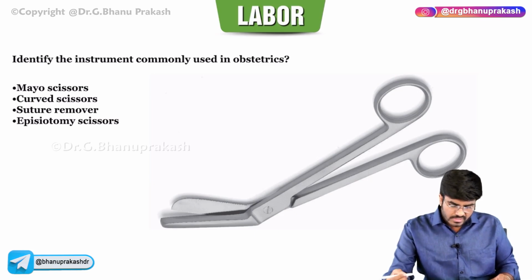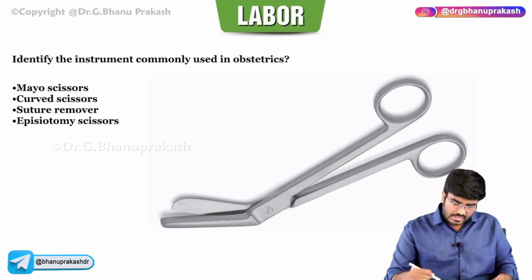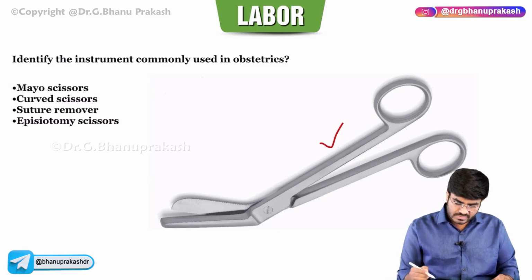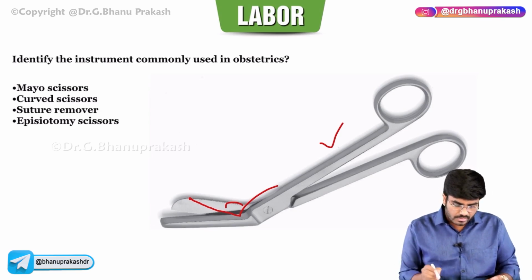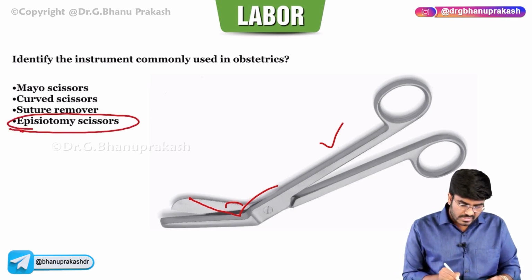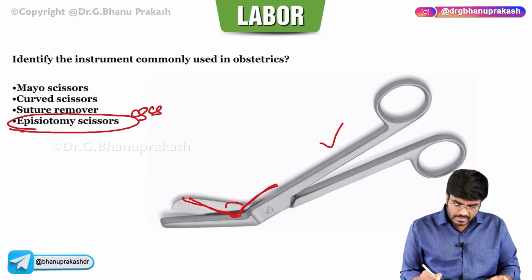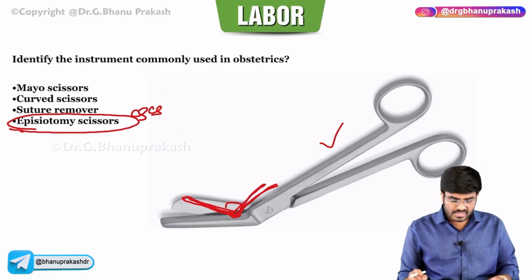Identify the instrument which is commonly used in obstetrics. Guys, these scissors are more angulated. These angulated scissors are a repeatedly asked MCQ. These are episiotomy scissors. There is no catch; the blades are more angulated. So these are episiotomy scissors.